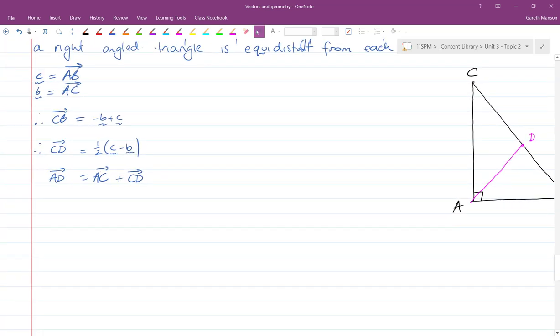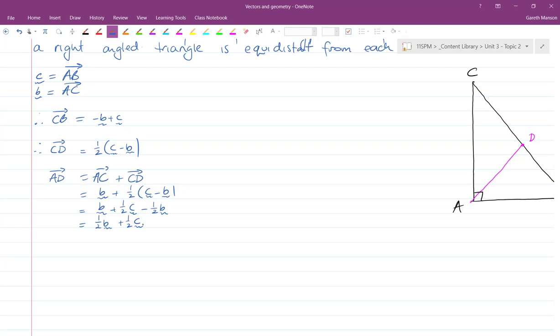We've already worked out AC is equal to B plus a half C minus B. And if I expand that out, I get B plus a half C minus a half B. And then if I simplify that, I get a half B plus a half C. Happy? Okay.